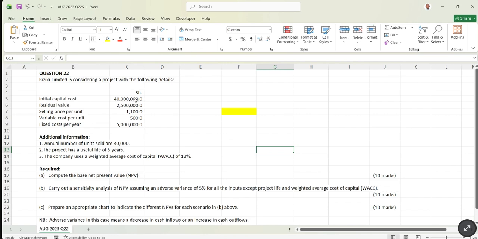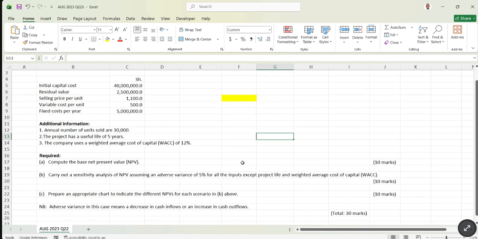So the initial cost is 40 million. The residual is 2.5 million. Selling price per unit is 1,100. Variable cost per unit is 500. Fixed cost per year is 5 million. Additional information: annual number of units sold is 30,000. The project has a useful life of 5 years. The company uses a weighted average cost of capital of 12%.